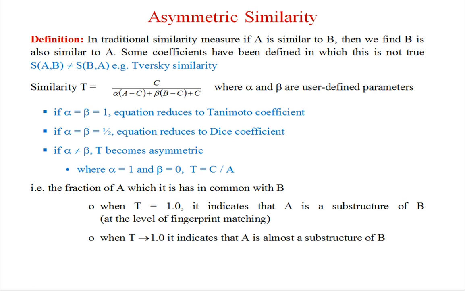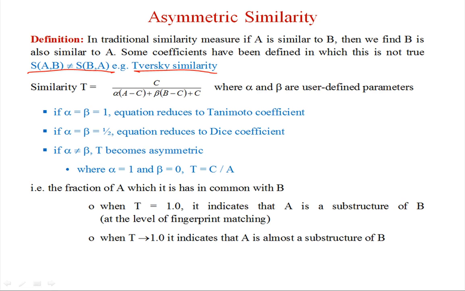Now another thing is asymmetric similarity. In traditional similarity measures, if A is similar to B, then we find that B is also similar to A. But some coefficients may have been defined in which this is not true. For example, SAB is not equal to SBA. This is called Tversky similarity.